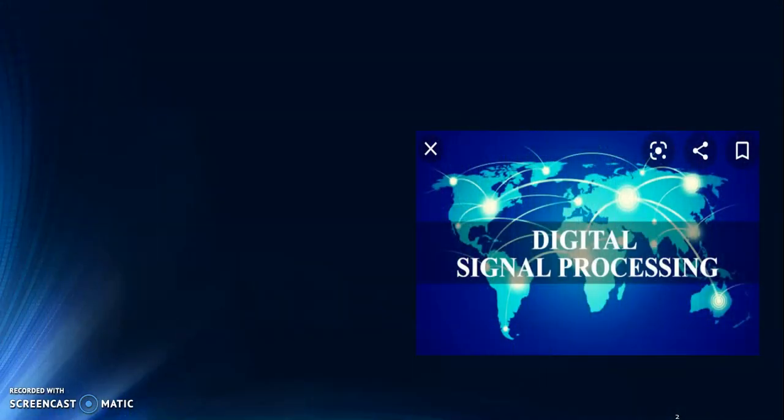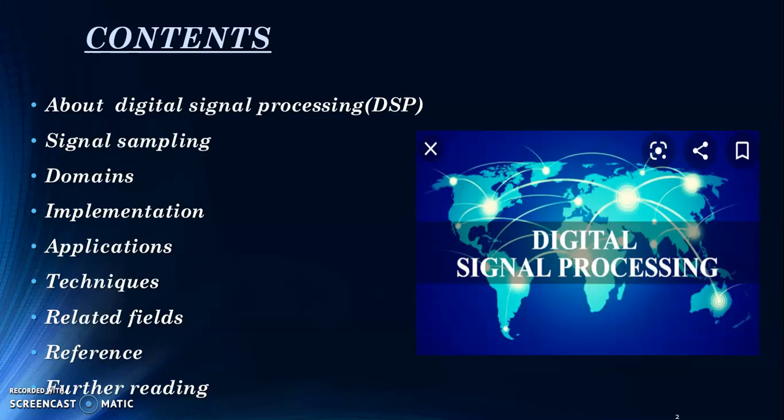Before stepping into DSP, I'd like to share the contents included in this topic: digital signal processing (DSP), signal sampling, domains, implementation, applications, techniques, related fields of DSP, and references and further readings to know more about DSP. So now I can start with what DSP is.